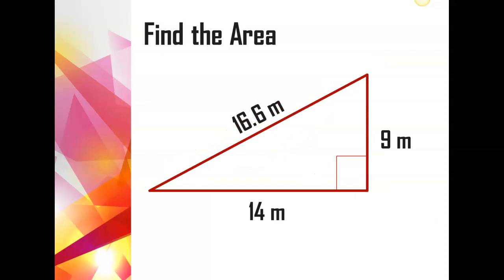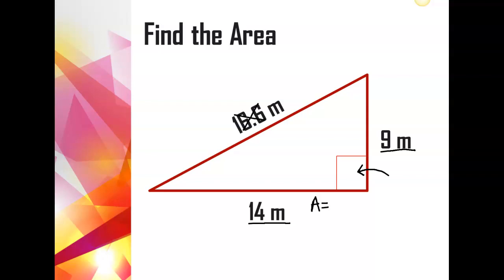Next, let's find the area of this right triangle. The base and the height are always perpendicular to each other and meet at a right angle. Since the leg that is 14 meters and the leg that is 9 meters meet at a right angle, we know these are the base and height. The measure of 16 6/10 is not included in our calculation.